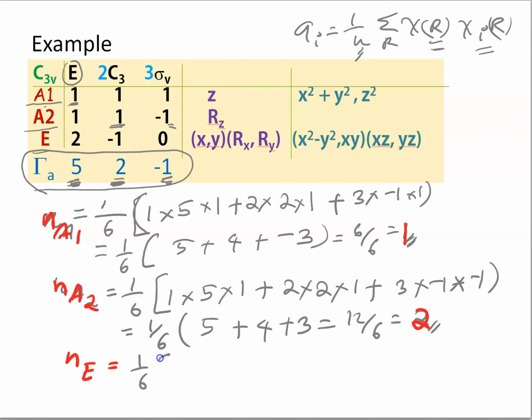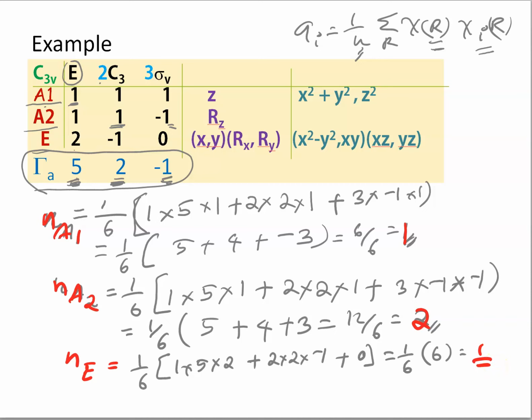Again 1 by 6 into, okay, 1 into 5 into 2, plus 2 into 2 into minus 1, plus 3 into minus 1 into 0, and that is equal to 0. And that is equal to 1 by 6 into 5 plus 5 into 2, that is 10, 10 minus 4, 6, that is equal to 1.